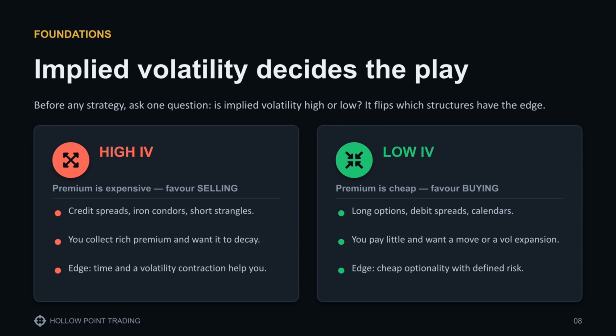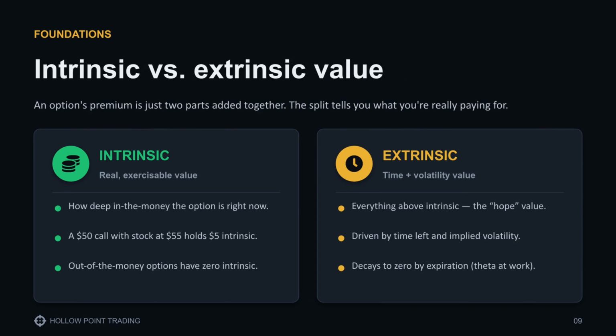Implied volatility, or IV, is a key decision factor. When IV is high, options are expensive, favoring selling strategies like credit spreads. When IV is low, options are cheap, making buying strategies like long calls or debit spreads more attractive. Every option premium consists of two parts: intrinsic and extrinsic value. Intrinsic value is the real, exercisable value, while extrinsic value, often called hope value, is driven by time remaining and implied volatility, eventually decaying to zero by expiration.